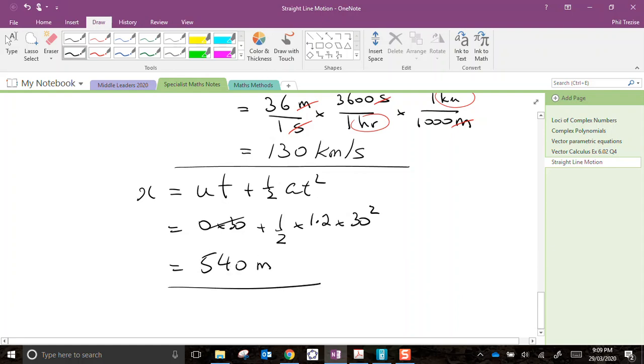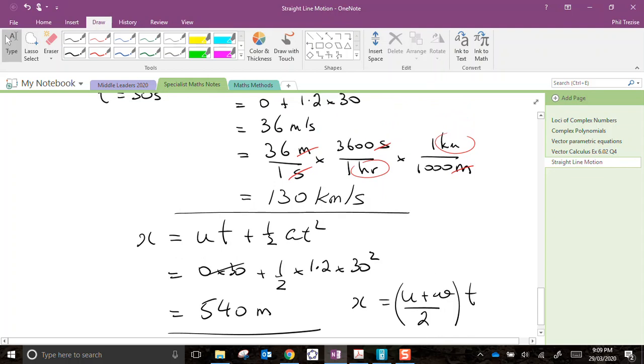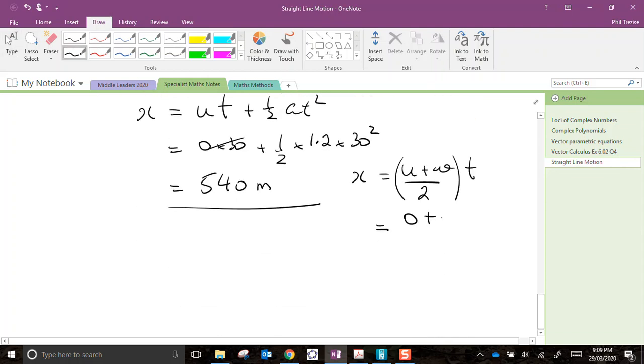Is that the only way we could have done that? No, not at all. We could have as an alternative used x equals u plus v divided by 2, multiplied by t. We know that u was 0. V was 36 using SI units, over 2, and time was 30. We'll end up with 18 times 30, and I think you can see that 3 times 18 is 54. Of course we have to get the same answer, otherwise we've broken physics. Don't want to do that.